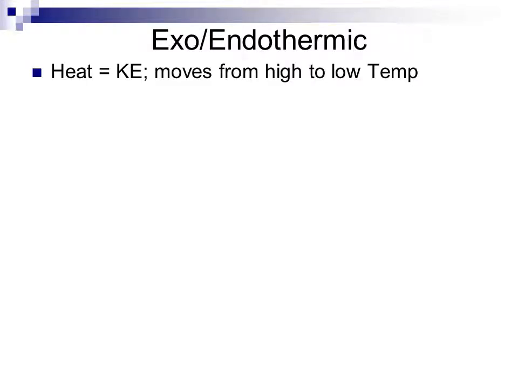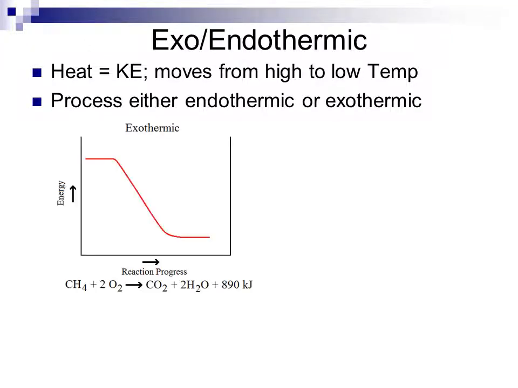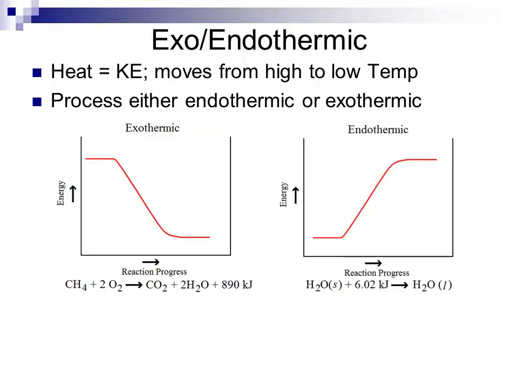These tend to relate to heat, where heat is kinetic energy that moves from high to low temperature. If a process is exothermic, you will start with a higher energy and end with a lower energy. If I have a reaction, for instance, the beginning of the reaction where the reactants are will be higher energy than the end of the reaction where the products are. For example, the combustion of methane, as you see below, produces 890 kilojoules of energy.